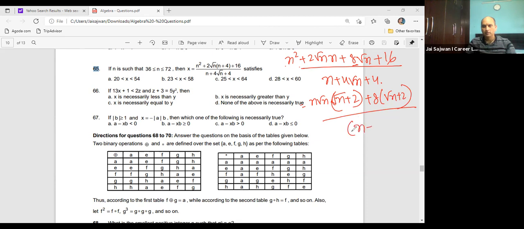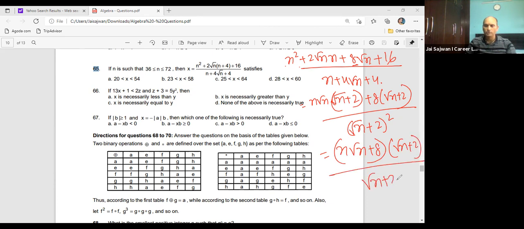I can write it as root n plus 2 whole square. It is n into root n plus 8, which is the value given, into root n plus 2, divided by root n plus 2 whole square. I'll cancel it. Now this is a cube plus b cube and this is a plus b. This is a plus b into a square minus ab plus b square, that is n minus ab plus b square. Minus ab is minus root 2n plus 4, divided by root n plus 2.